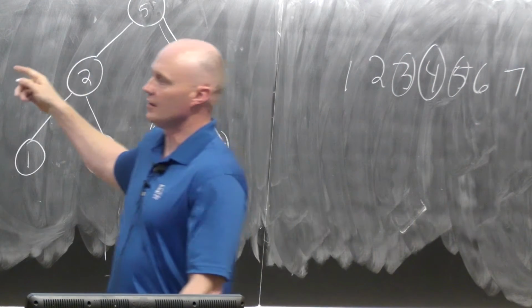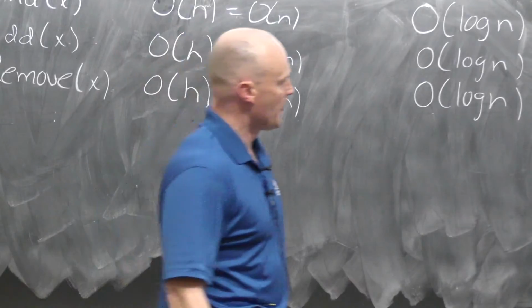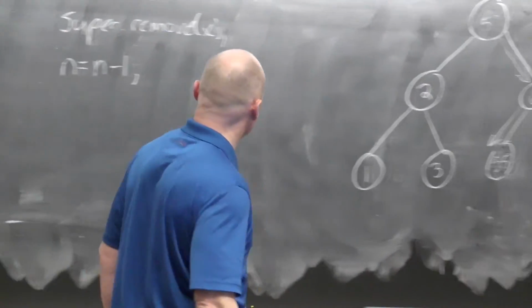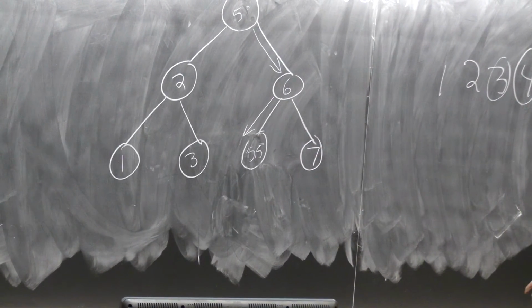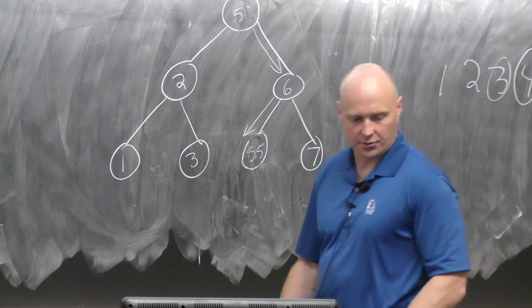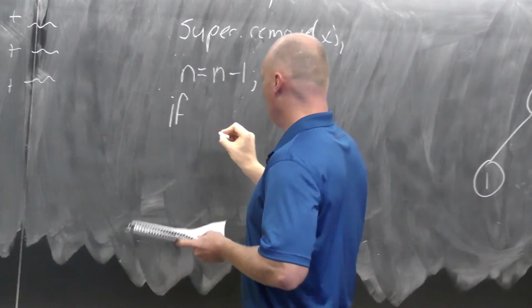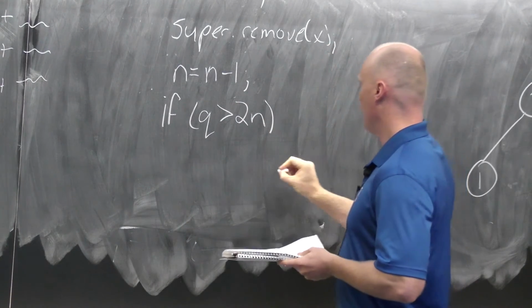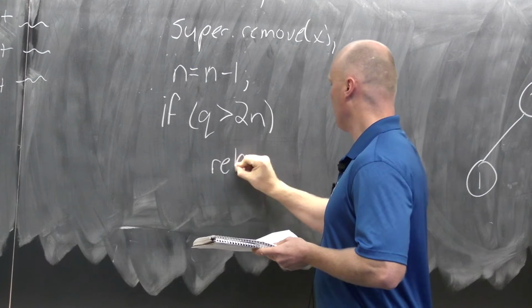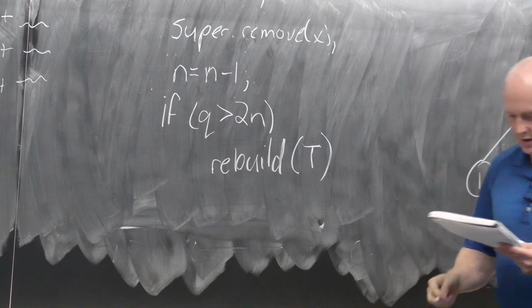Okay, so remove, n minus minus. So we've decremented n, and now it could be that q is greater than 2n. So by our definition, this may not be a scapegoat tree anymore. So what we do in this case is we just rebuild the whole tree. So for the code, we check if q is greater than 2n, then we rebuild t.